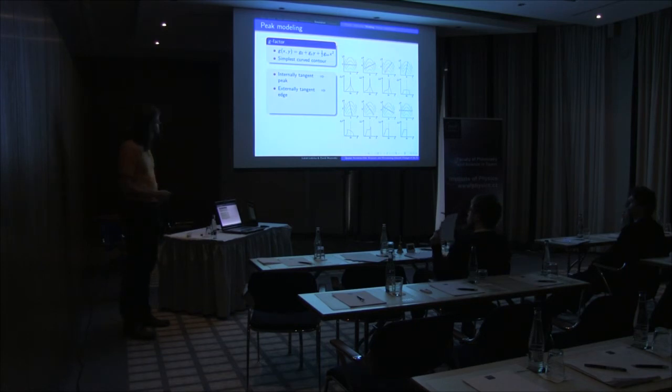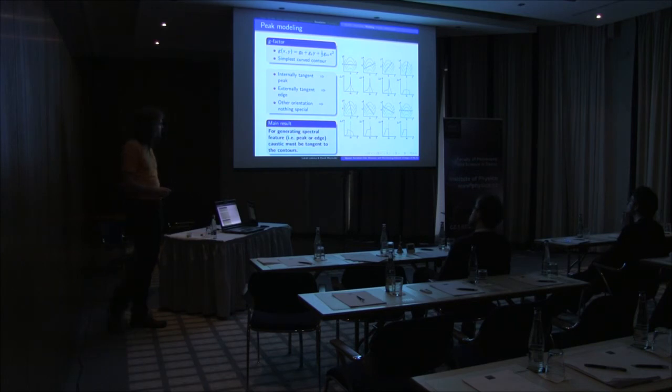So that's the reason why we see a peak here, but the peak is misaligned from the center of the area. So the main result is that the caustic must be tangent to the G-factor contour for observing a peak or edge in the spectra.